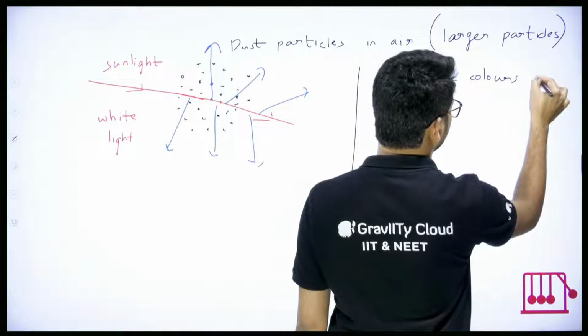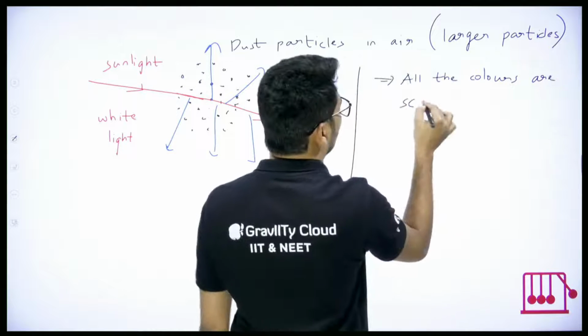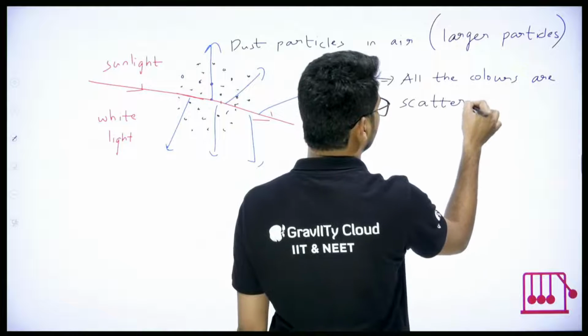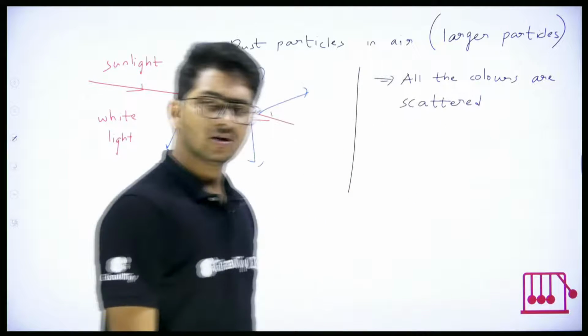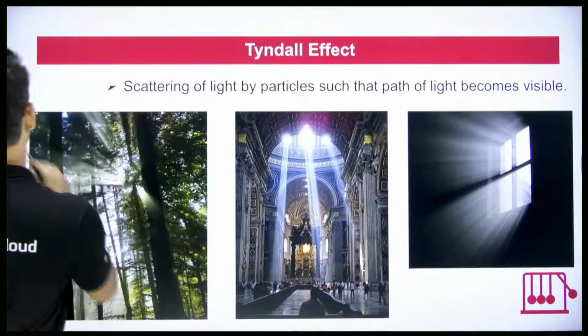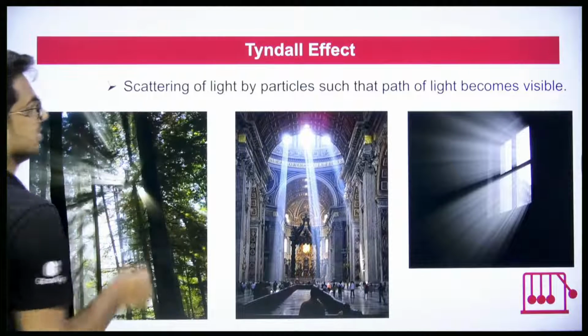Because larger particles, all the colors are scattered. Understood? That is the reason. So here it's a very simple one.